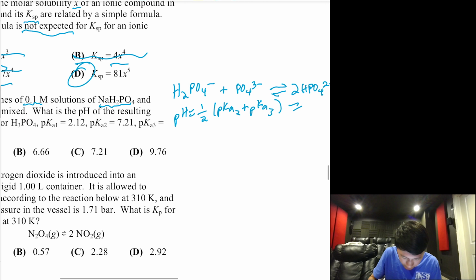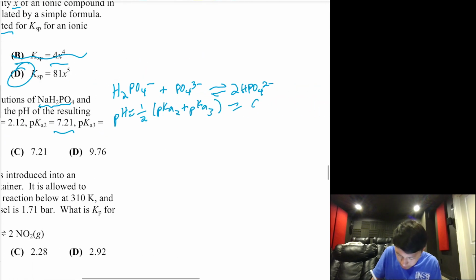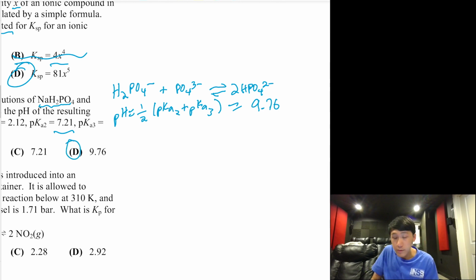And then if we plug in the values 7.21 and 12.32, we get 9.76, which corresponds to D. Now, if you're not familiar with this trick, or even if you are familiar with this trick, it's important to know where it comes from and how to derive it. So let's just go through that really quickly.